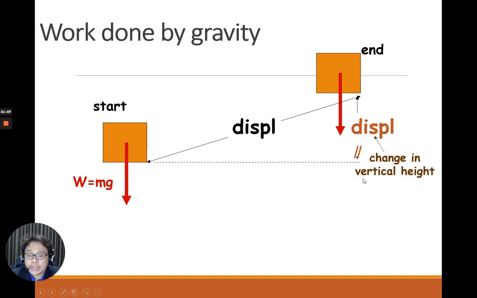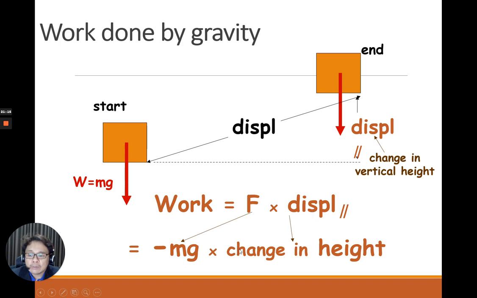Okay, and change in vertical height meron din. So straight line lang. Okay, so force multiplied by the displacement. Now the force is negative mg multiplied by the change in height. Okay, so what do we get here? That would be the work done by gravity.